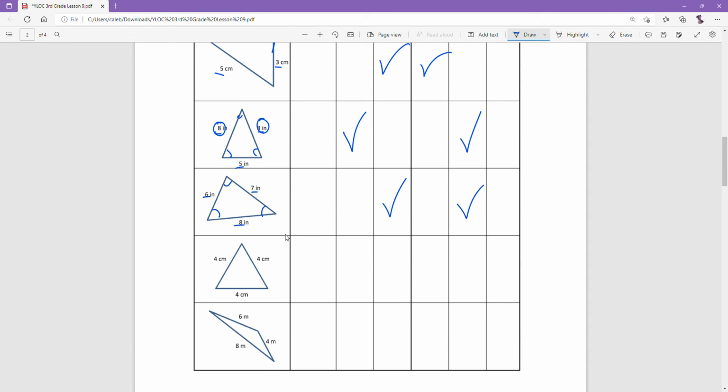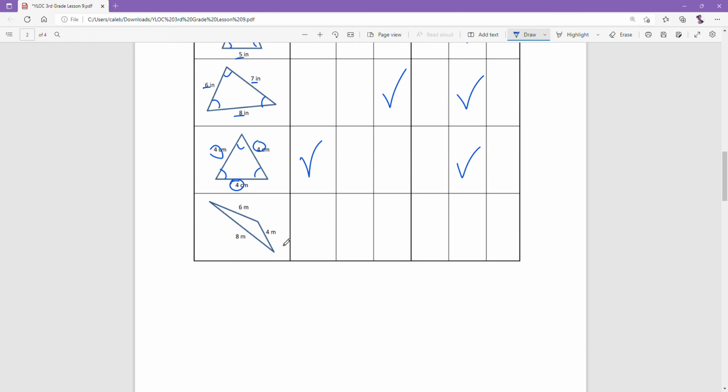So the next triangle, we have 4, 4, and 4. All the side lengths are the same, so it'd be equilateral. And since all the side lengths are the same, all the angles are the same, and they're all less than 90, so it'd be acute. And for the last triangle, we have 6, 8, and 4. All the side lengths are different, so it's scalene.